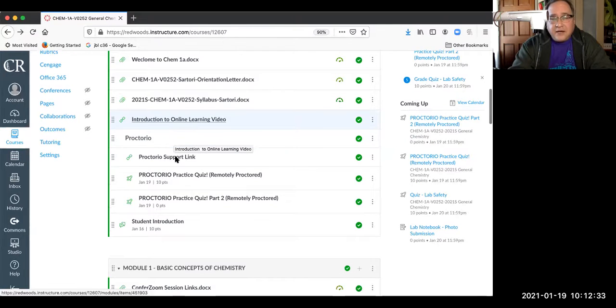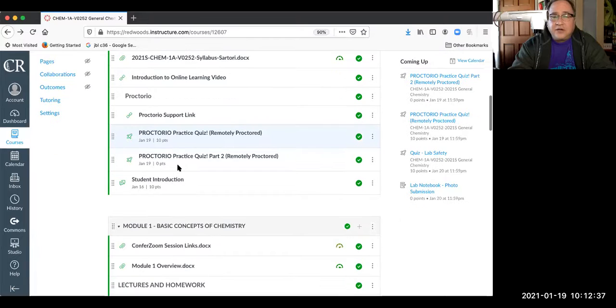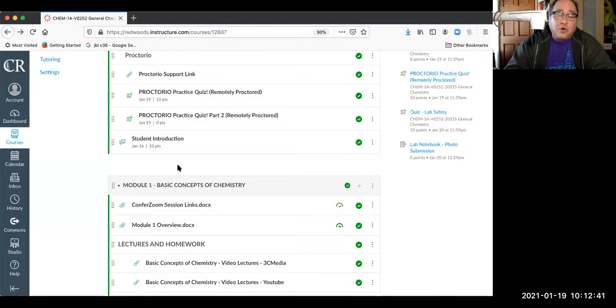Proctorial. Here I give you the Proctorial support link so that you can load up Proctorial on your laptop. You need to load it up on the Chrome browser. It will not work on any other browser. It has to be the Chrome browser.